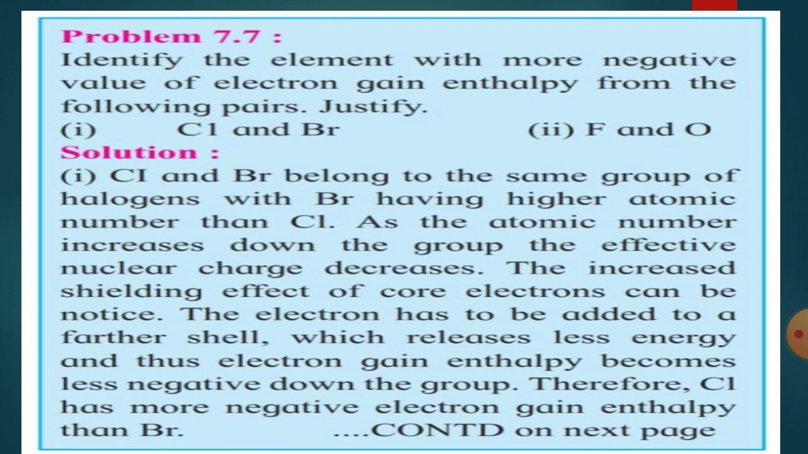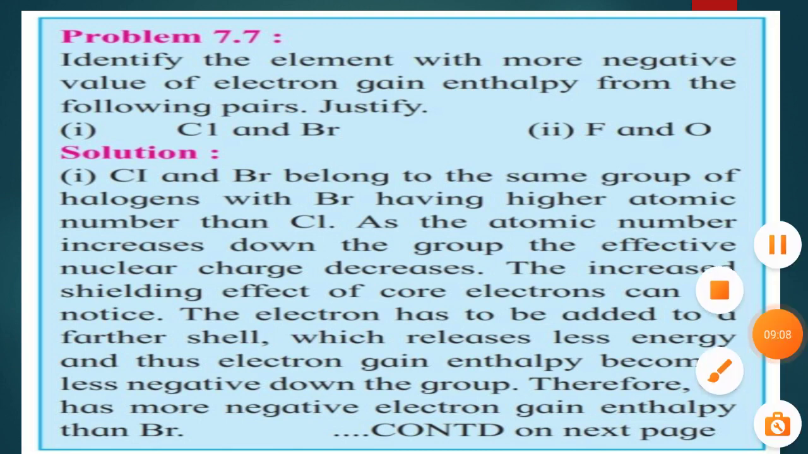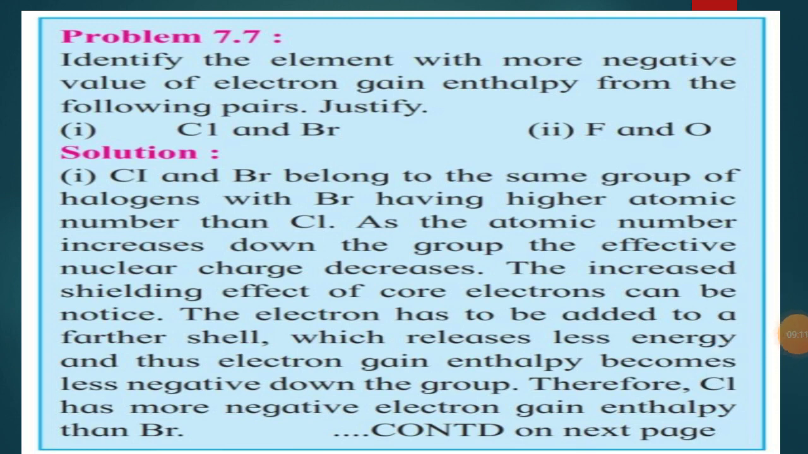Here is the problem. Identify the element with the more negative value of electron gain enthalpy from the following pairs. We are supposed to justify it. First is chlorine and bromine. Chlorine and bromine belong to group 17, the halogen group, with bromine having a higher atomic number than chlorine.